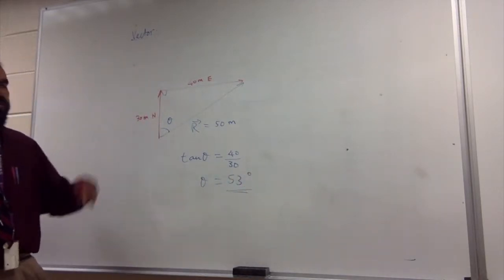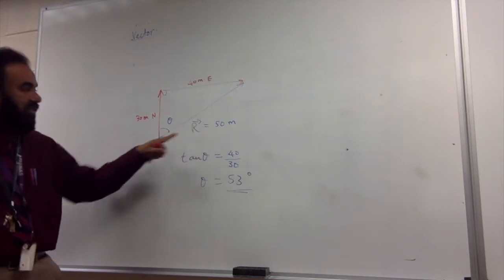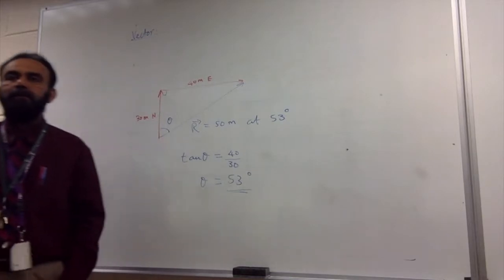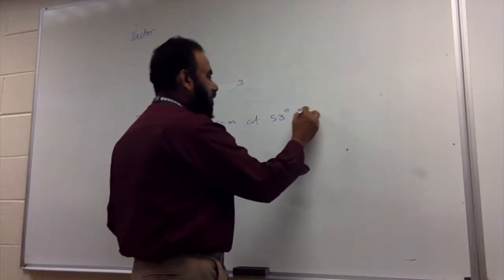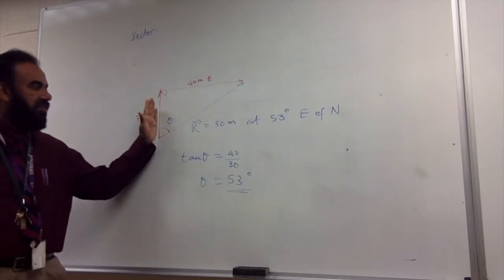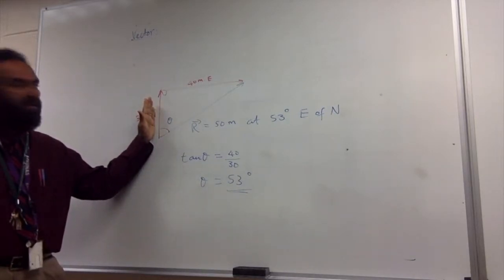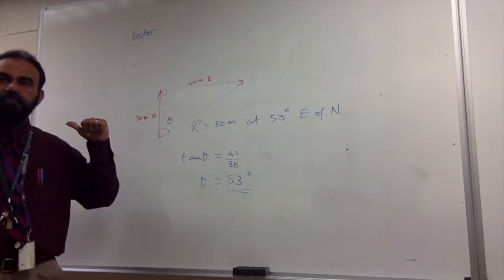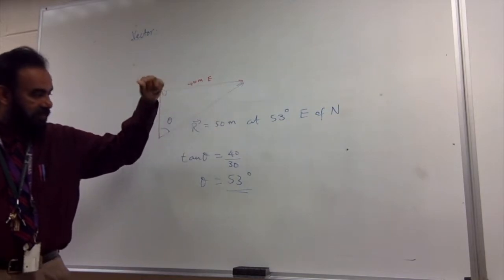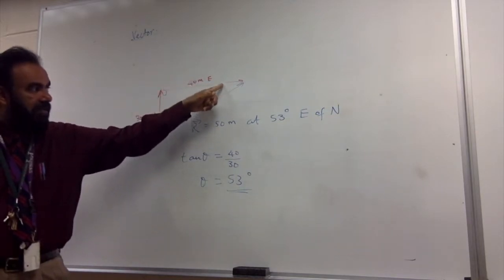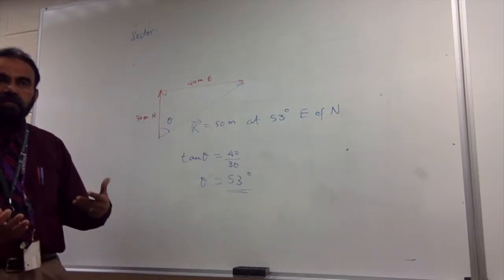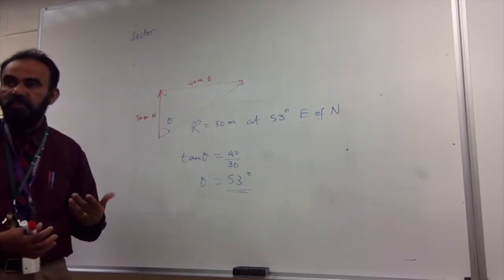So how do you say the resultant is 50 meters at 53 degrees. Now where? East of north. East of north. So basically it means east from the north, which means my starting is this way. And okay. Now can you say whatever it is, 37 degrees north of east? Can I say that as an answer?